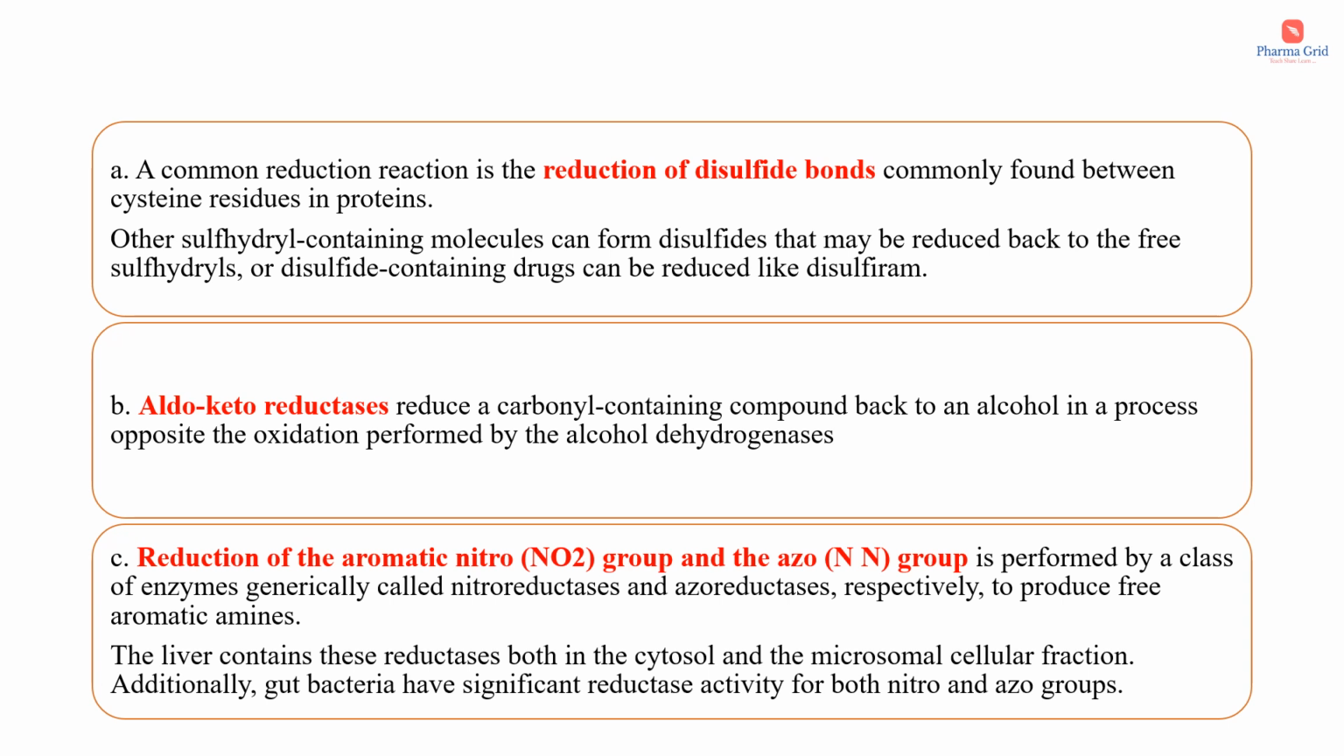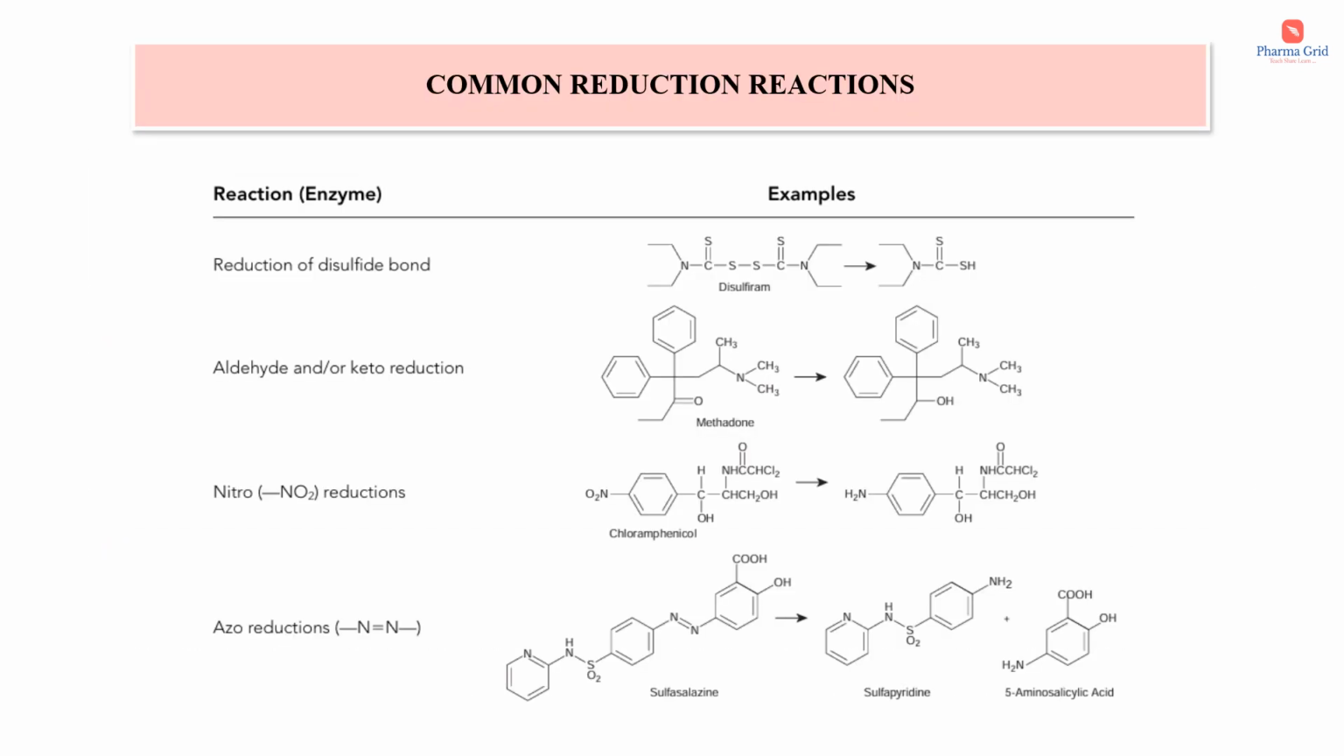So the three common reduction reactions include reduction of disulfide bonds, then aldo-keto reduction with the help of aldo-keto reductases. Next is the reduction of aromatic nitro group and the azo group with the help of nitro reductases and azo reductases respectively. Here we will see the examples for common reduction reactions.